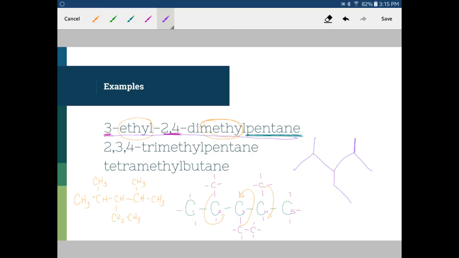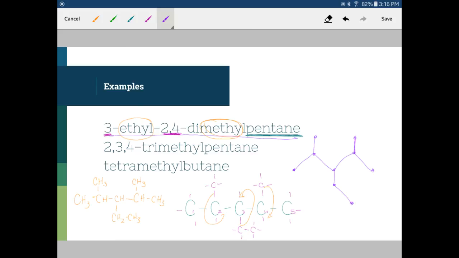So if I count my carbons, I have a total of 1, 2, 3, 4, 5, 6, 7, 8, 9. So 9 in both of those examples, and I have 1, 2, 3, 4, 5, 6, 7, 8, and 9. So we can count all of our atoms and we are consistent with all of our diagrams.